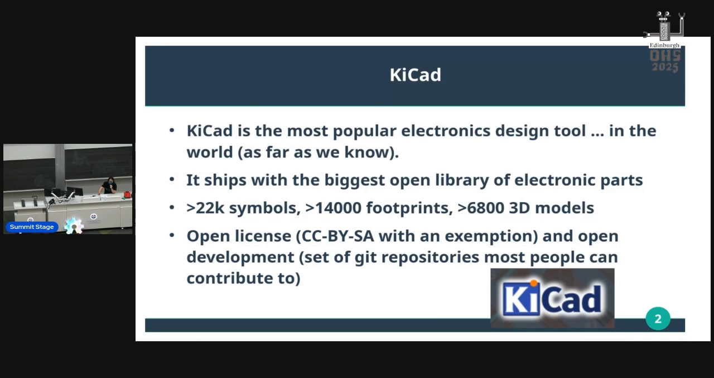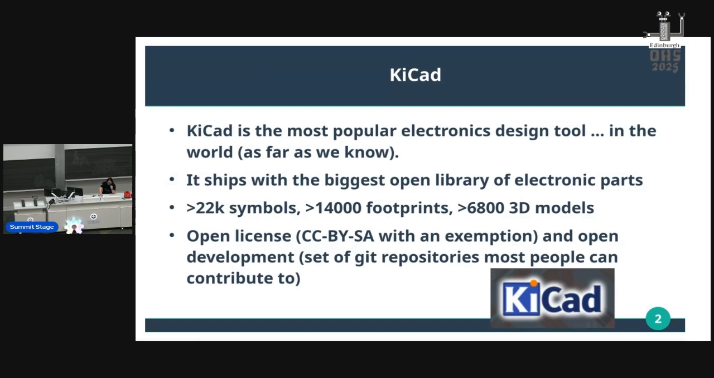And each KiCad installation contains a set of part libraries, and they get shipped to every user. And these libraries are, as far as we know, the biggest open collection of electronic components. They contain over 22,000 schematic symbols, over 14,000 footprints, over 6,800 3D models. If you're not familiar with those terms, a symbol is the abstract representation of a component that goes into a schematic, and the footprint is the representation of the area of the actual circuit board that the part occupies.